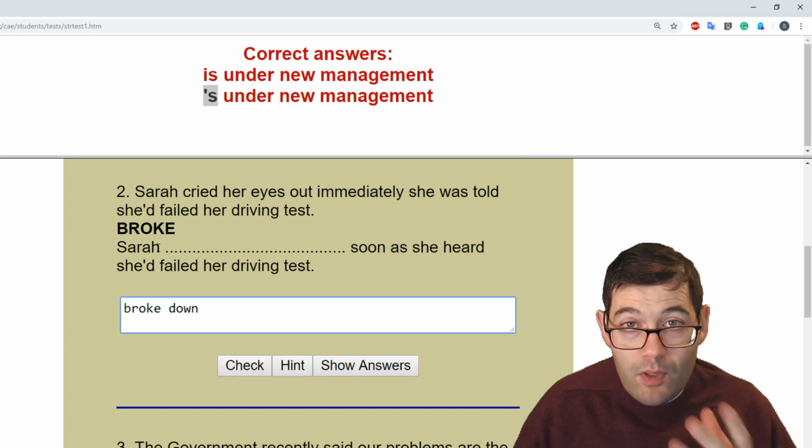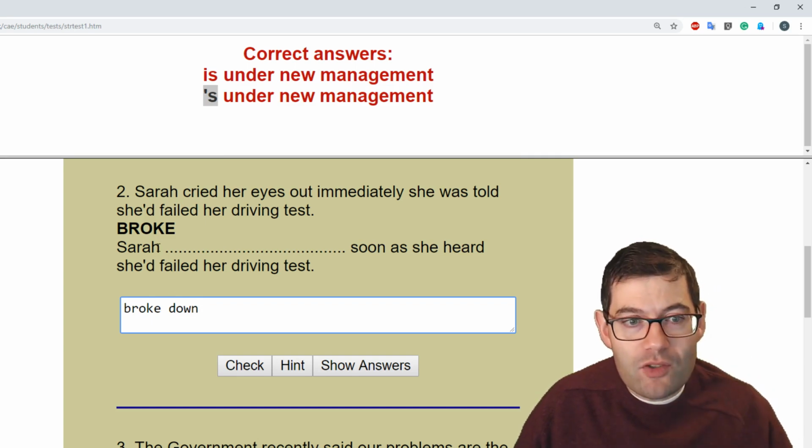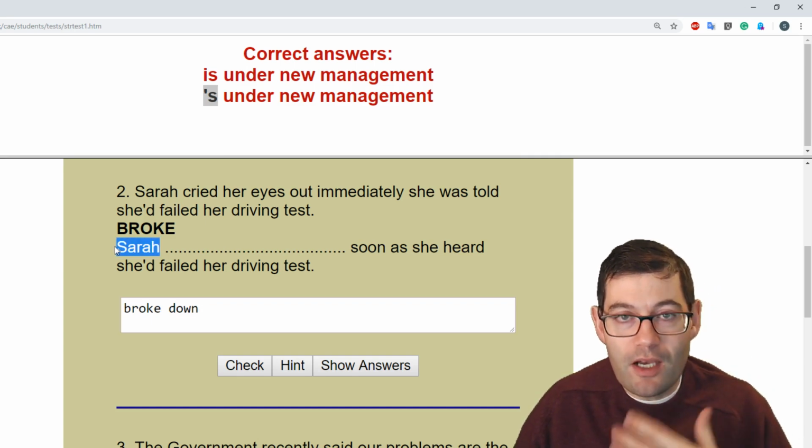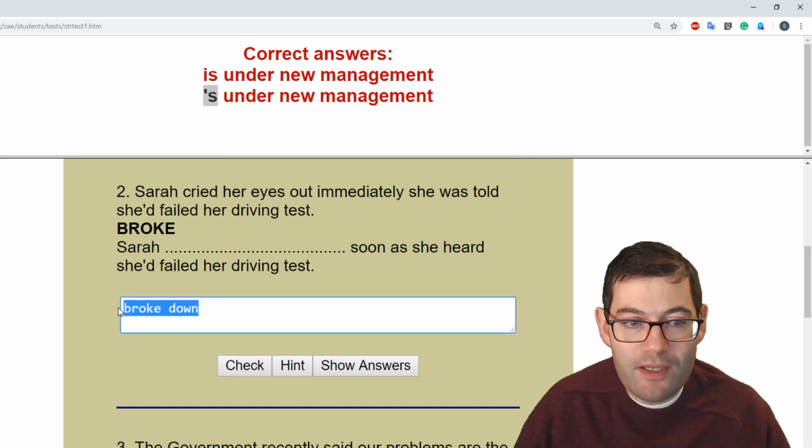Now, remember simple sentence structure. Sarah is our subject. After subjects, we have our verb. So this is our verb structure. So Sarah broke down.